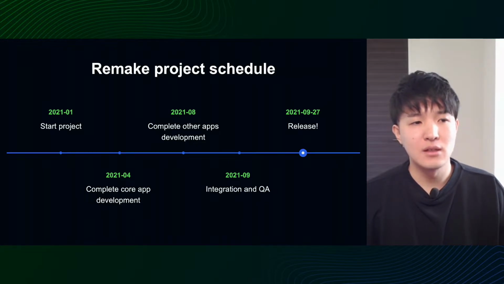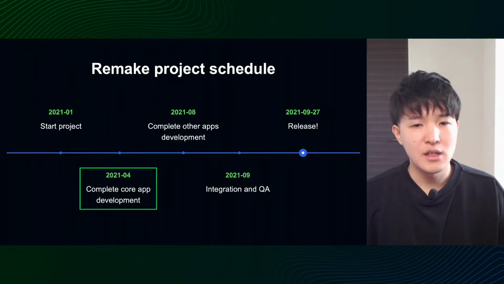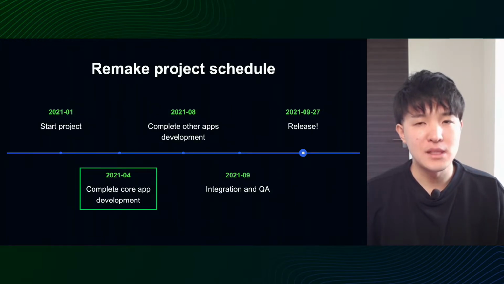The schedule for this project went roughly like this. First, the project started in January of 2021, which is this year. The development of the core application was completed around April. The core application is the green core part in the middle of the system overview. Back to the schedule.